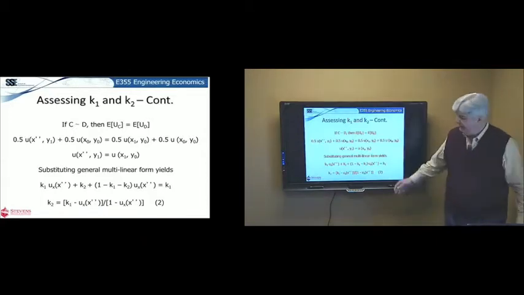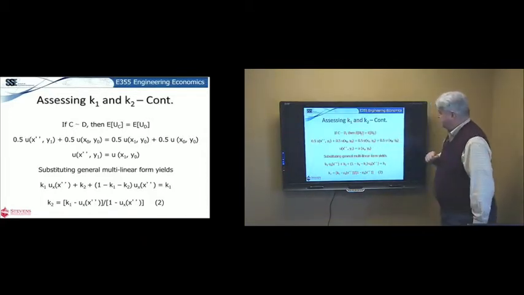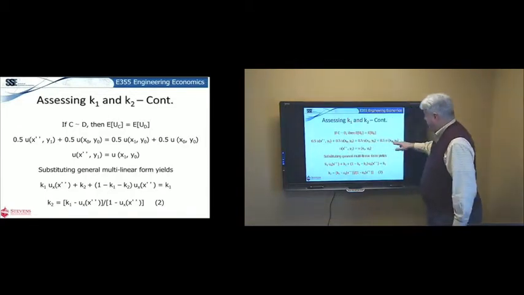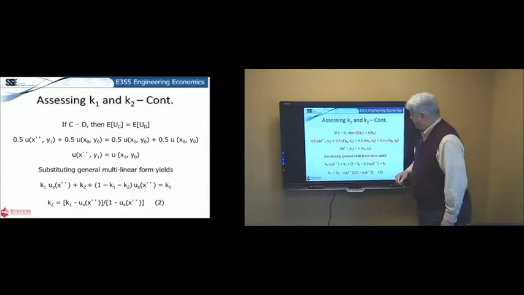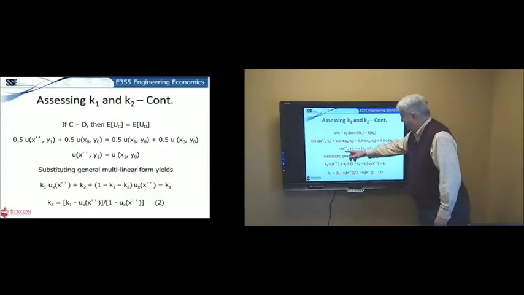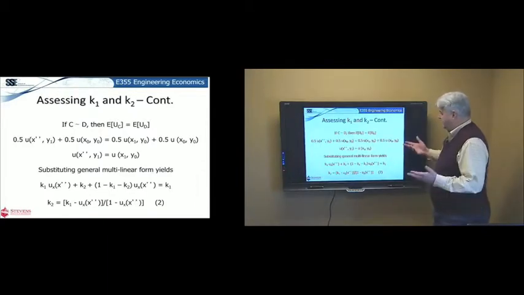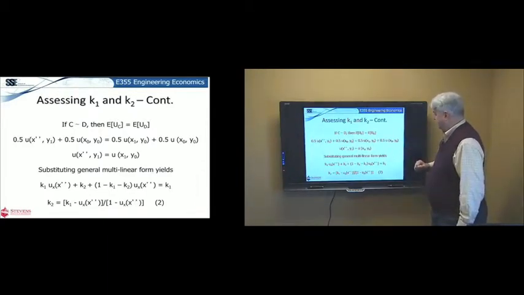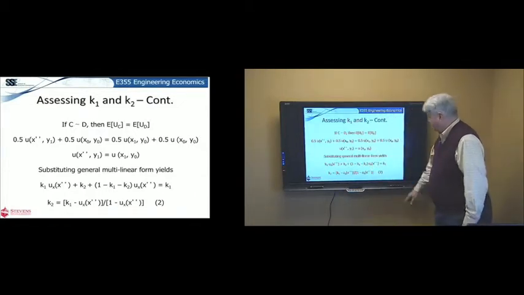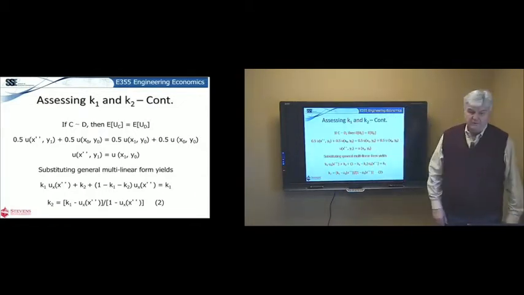And we then say, okay, if that's the case, expected utility must be the same in both cases. We just put in our equation for expected value. Again, this is 0, this is 0, this is 1. Okay. You drop out the 0.5s because they can cancel, and we get this equation right here. We substitute into our general multilinear form, and we get this equation with our constants. And we can solve it like this for equation 2.